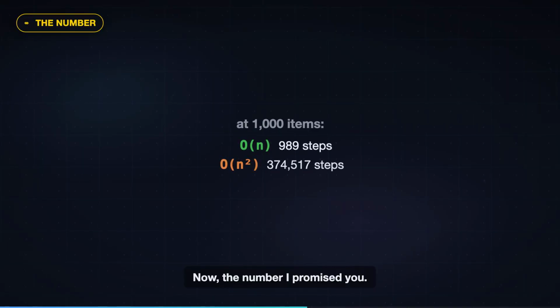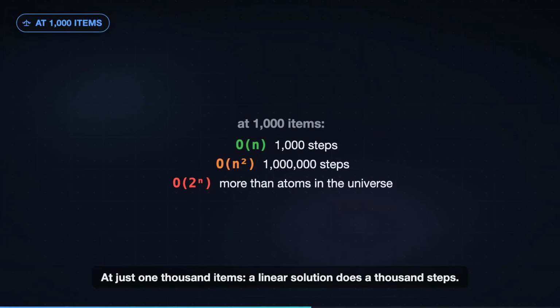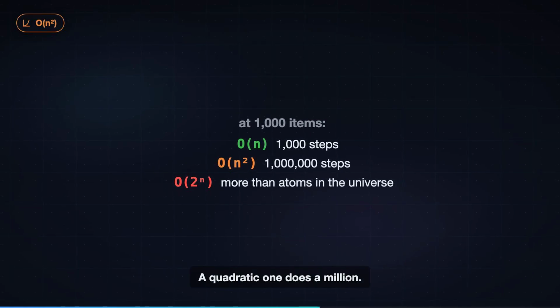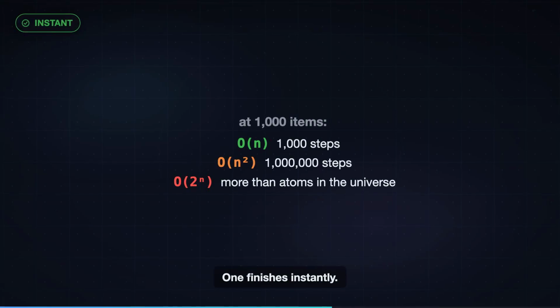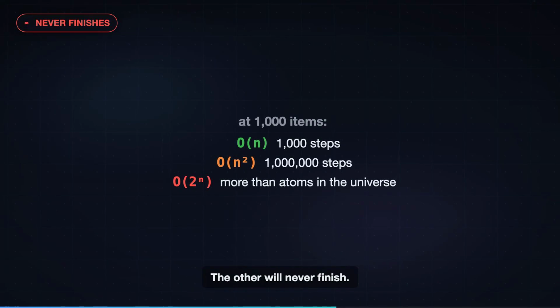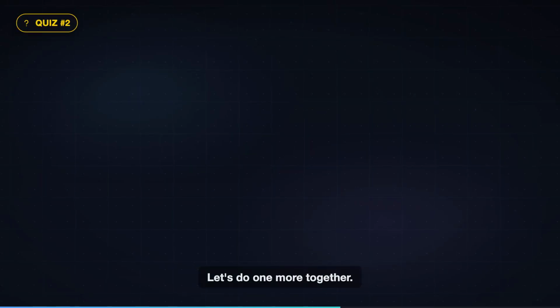Now, the number I promised you. At just 1,000 items, a linear solution does 1,000 steps. A quadratic one does 1,000,000. And an exponential one does more steps than there are atoms in the observable universe. Same input. One finishes instantly. The other will never finish. Not slow, never.